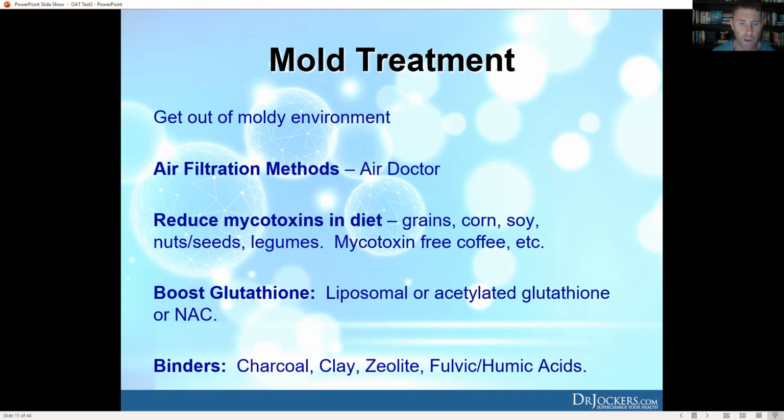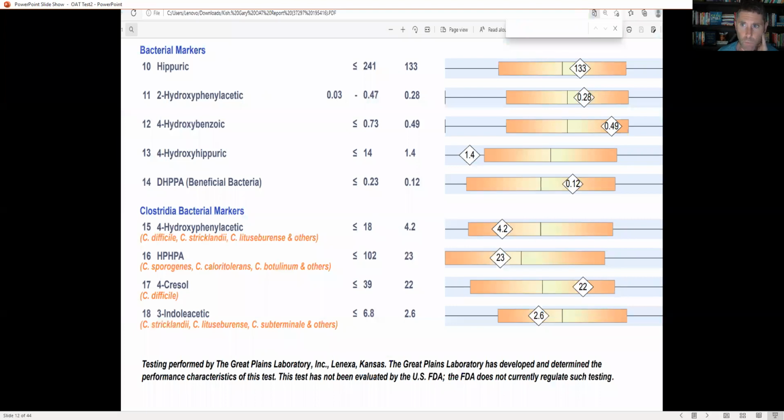You want to boost glutathione. Glutathione is a key part of phase 2 liver detox. So you can take liposomal glutathione or acetylated glutathione, or you can take a precursor, N-acetylcysteine, NAC, is a precursor. Cysteine is the critical amino acid in glutathione, and so it helps boost up glutathione. And then binders also for mold: charcoal, clay, zeolite, fulvic and humic acids. And you can even find specific types of binders that may even be labeled specifically for mold.